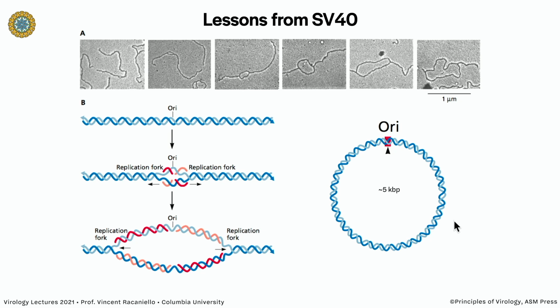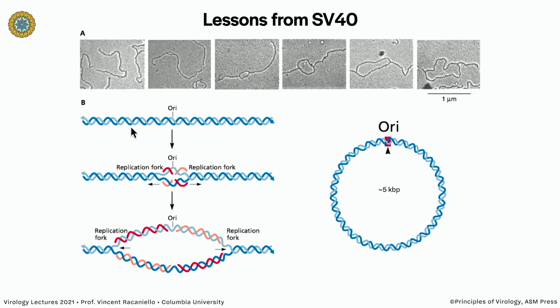Why? Because you could purify the template. 5 kb template, easy to purify. You couldn't purify cellular DNA very easily. And we found there was an origin of replication in it, as shown here. So here's the viral genome, double-stranded circular DNA. You can make tons of virus. You can extract the DNA and put it in a test tube and do replication reactions.